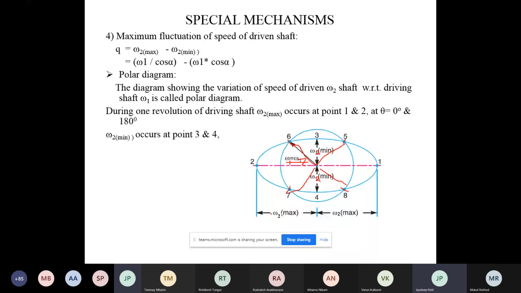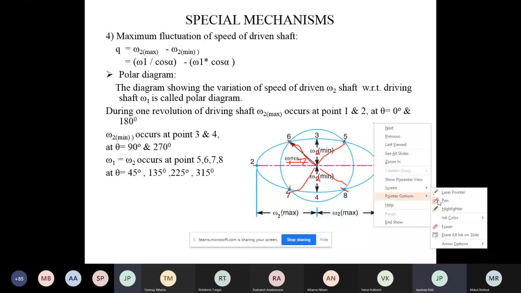And omega 1 is equal to omega 2 occurs at points 5, 6, 7, 8. Means angle 45, 135, 225, 315. Okay. Now these are the various locations of the angle turned by the driving shaft where you will get the maximum, minimum and equal speed of the driven shaft. Got it, all of you? Yes, sir.